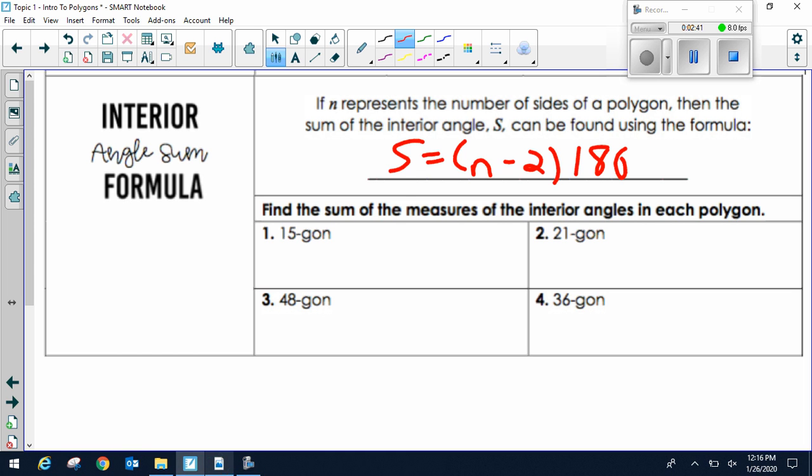Let's go ahead and do the math here for a few examples. Okay, so a 15-gon. Here's my formula, n minus 2 times 180. Well, n in this case would be 15. So 15 minus 2, you have to do that first. That gives you 13. Times that by 180. And then for a 15-gon, the interior angles add up to 2,340 degrees.